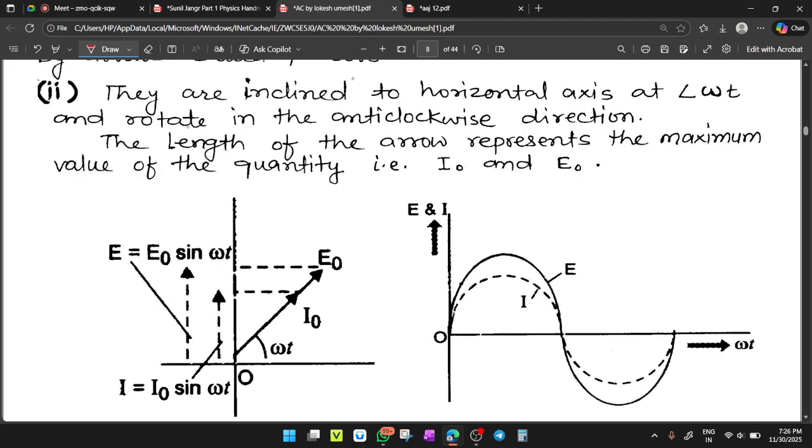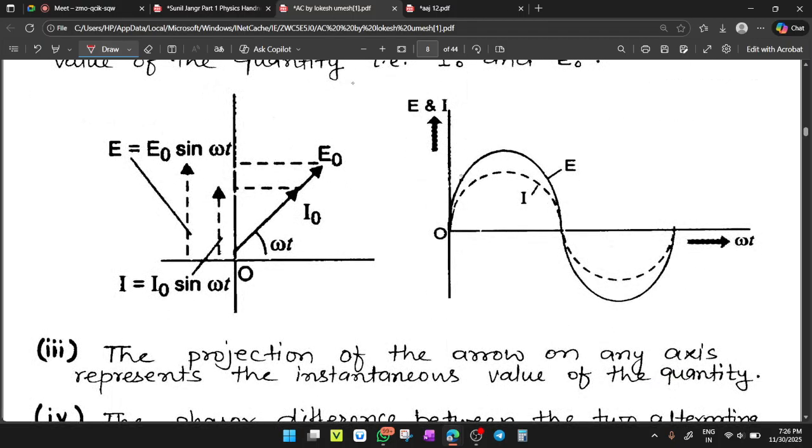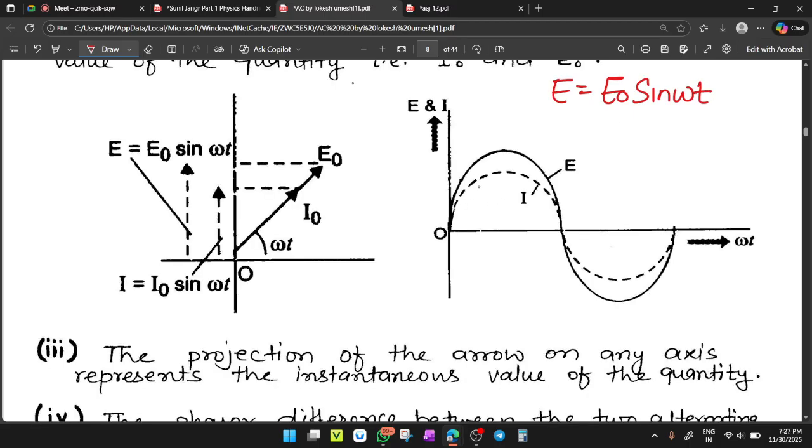Now first try to analyze the wave diagram, then we will discuss the phasor diagram. Here two quantities are present. First we have the applied EMF, E equals E naught sin omega t. This sine wave follows the voltage equation for EMF, with maximum value E naught, and it is the wave for a sinusoidal EMF.